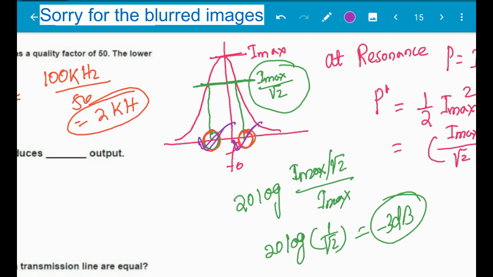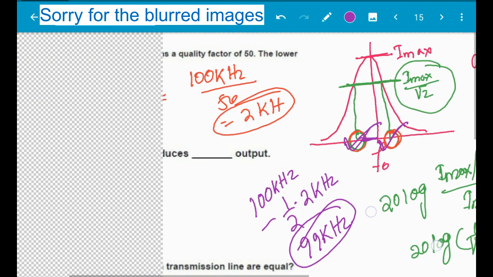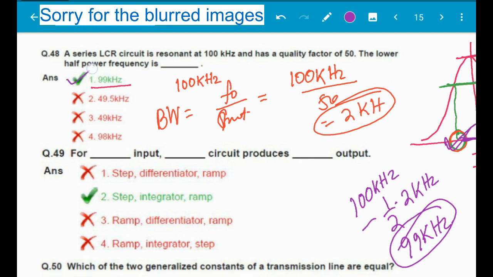And what will be the lower half power frequency? This will be 100 kilohertz minus half into 2 kilohertz. So this will be 99 kilohertz. So this is divided into two parts: before resonant frequency 1 kilohertz and after resonant frequency 1 kilohertz. So this is 99 kilohertz.